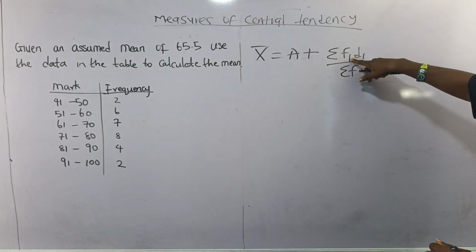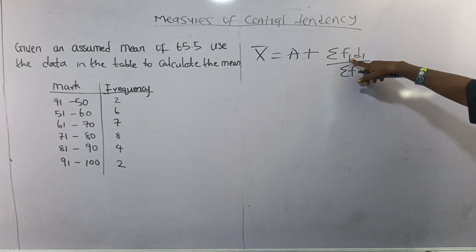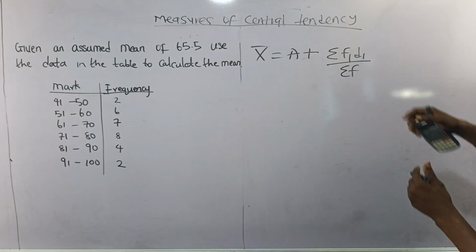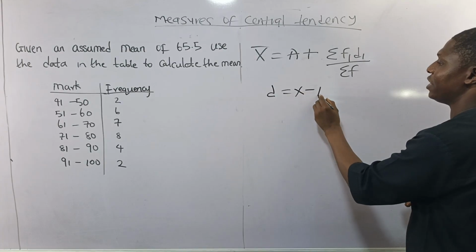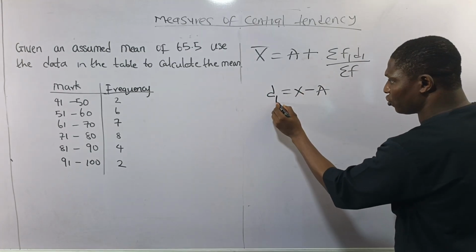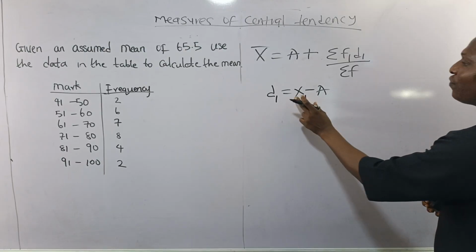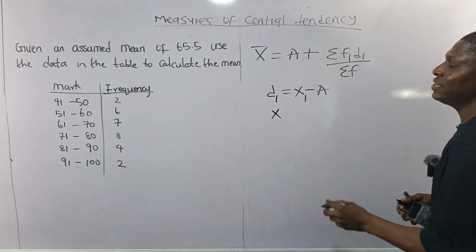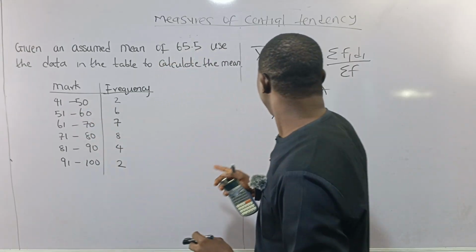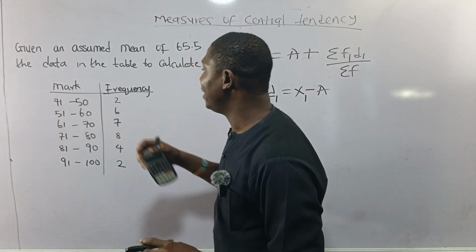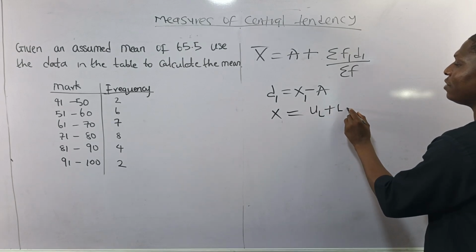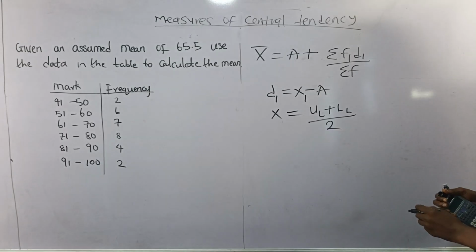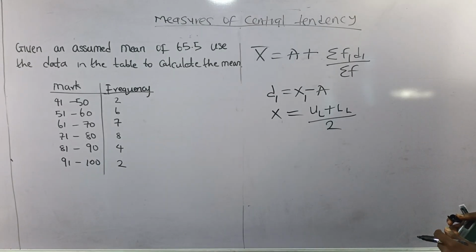F subscript 1 here simply means the individual frequency, and D subscript 1 is the individual deviation from the mean. Remember our deviation, D, is equal to X minus A. So since this is individual, I'll put subscript 1. Therefore, we need to know X. Since this is not ungrouped data, our X will be the average of the upper and the lower limits, which simply means upper limit plus lower limit all divided by what? 2.